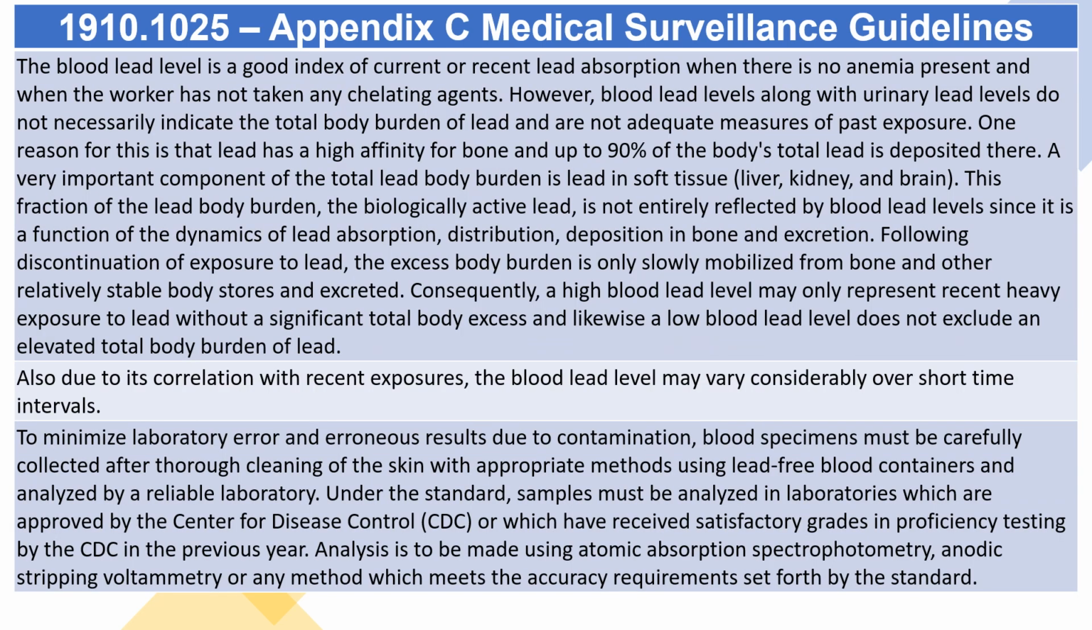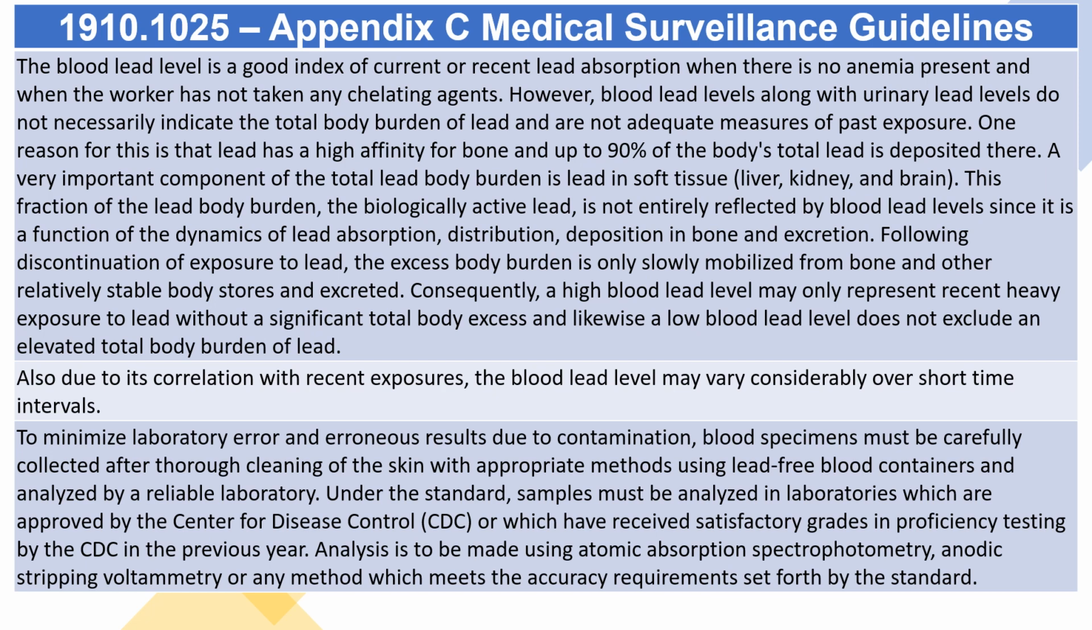The blood lead level is a good index of current or recent lead absorption when there is no anemia present and when the worker has not taken any chelating agents. However, blood lead levels along with urinary lead levels do not necessarily indicate the total body burden of lead and are not adequate measures of past exposure. One reason for this is that lead has a high affinity for bone and up to 90% of the body's total lead is deposited there.